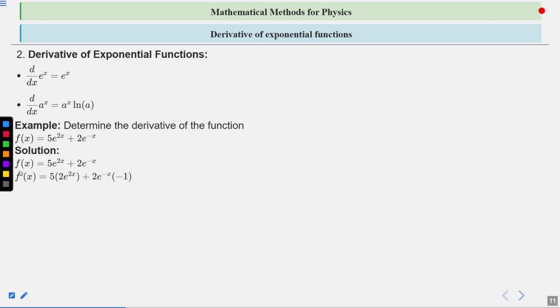So take the derivative. Here the prime sign represents the derivative of f of x. So it will be 5, and first the derivative of e raised to the power 2x is e raised to the power 2x, and the derivative of 2x is 2, plus the derivative of e raised to the power minus x is e raised to the power minus x, and the derivative of minus x is minus 1. So the final answer is 10 exponential raised to the power 2x minus 2 exponential raised to the power minus x. So this is the derivative of exponential functions.